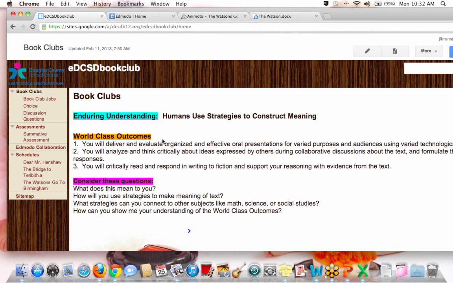Of course, our main goals were our world-class outcomes. And if we just kind of review these, let's take a look at number one. And today we're going to really get to demonstrate our understanding of these world-class outcomes that we've been focusing on. For number one, you're going to be presenting your creative representation of the greater theme of our novel and important parts from the text.